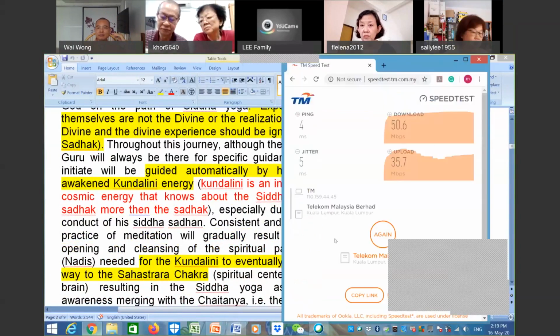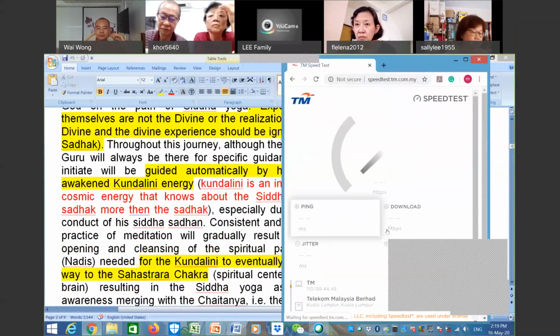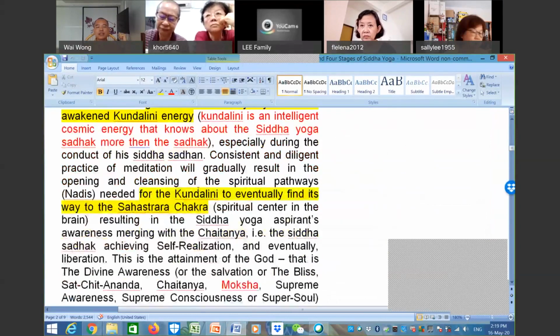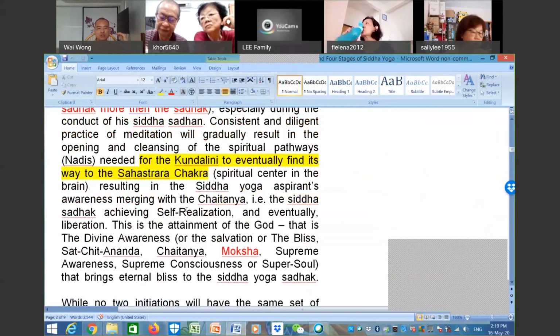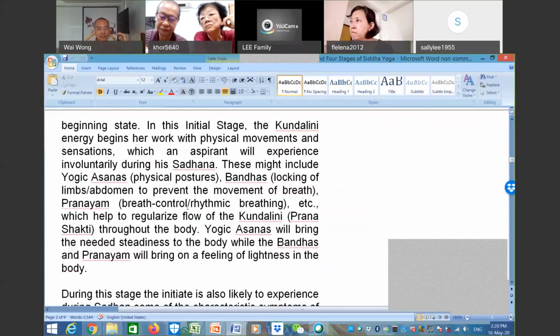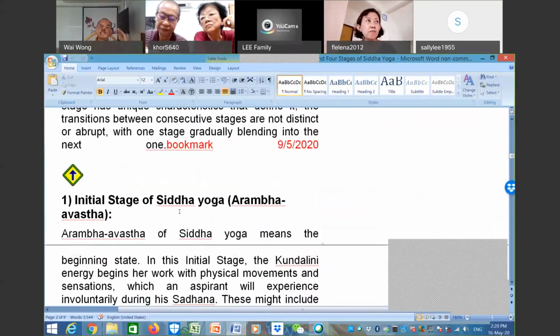Besides, we talked about the need for the kundalini to eventually find its way to Sahasrara chakra, meaning that from Muladhara chakra, the energy has to go through the nadi, especially the middle nadi, in order to go to the Sahasrara chakra. So this is our previous lesson. Now we go.